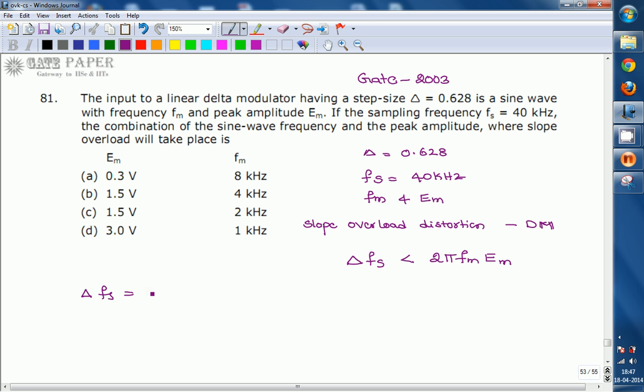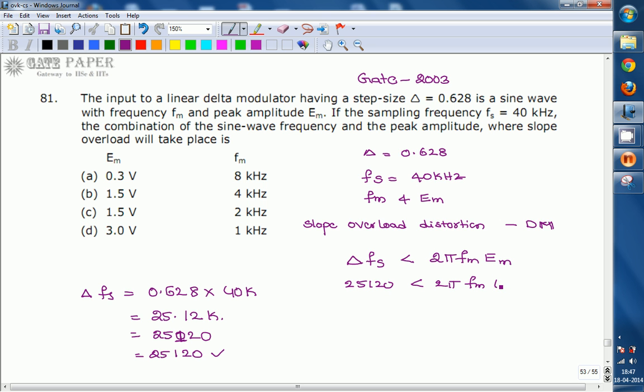The delta value is given as 0.628 and the fs value is 40 kilohertz. This value equals 25.12 kilohertz, that is 25120. So 25120 is the delta fs value. This 25120 should be less than 2 pi fm and Em.